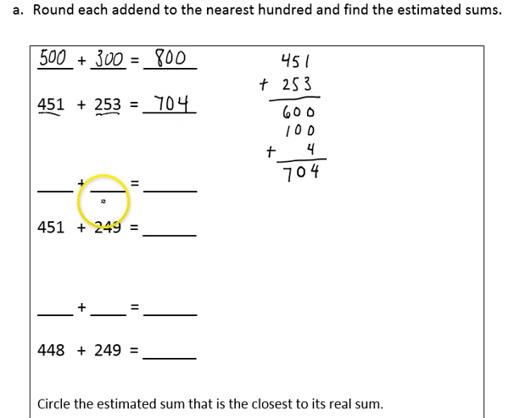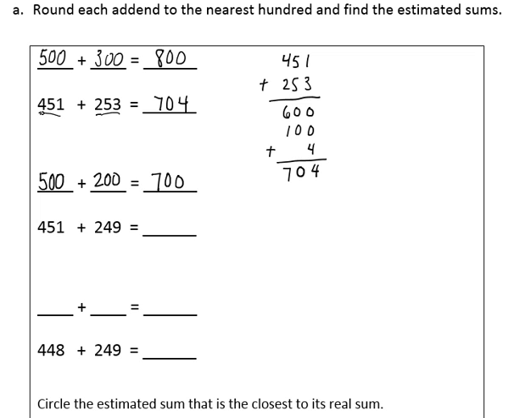Now let's look at the next example. I have 451 again, and this one would round to 500, just like it did in our first problem. Now I have 249. Well, that falls between 200 and 300, and the midpoint is 250. So 249 falls below the midpoint, which means it will round down to 200. Here my estimated answer is 700, because 500 plus 200 equals 700.